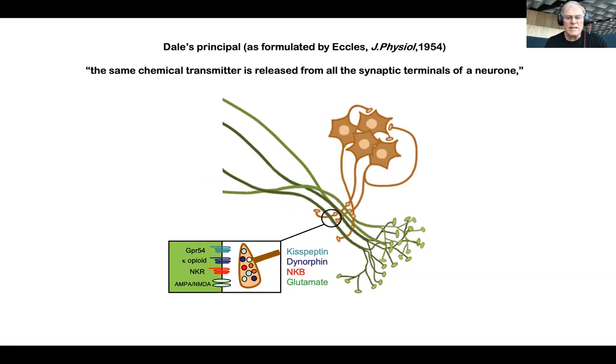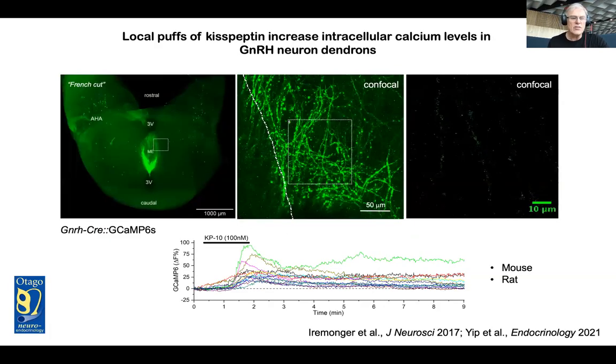So how do we look at that? The dendrons are tiny, tiny little structures. You can't measure their electrical activity, but you can use GCaMP imaging to measure intracellular calcium in them, which is a good proxy for electrical activity. So here we're using a GnRH Cre mouse, and we're putting GCaMP6, the calcium indicator, just into the GnRH neurons. We're using a thing called the French cut, which was developed by Stephanie Constantin when she was in the lab. Essentially what you do is you flip the brain up and take one single cut from the base of the brain.